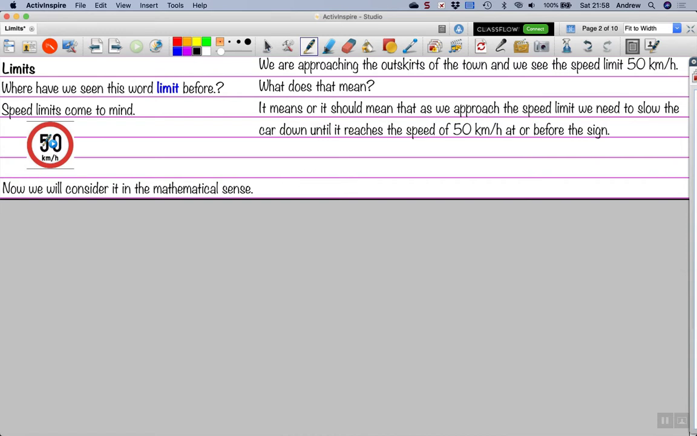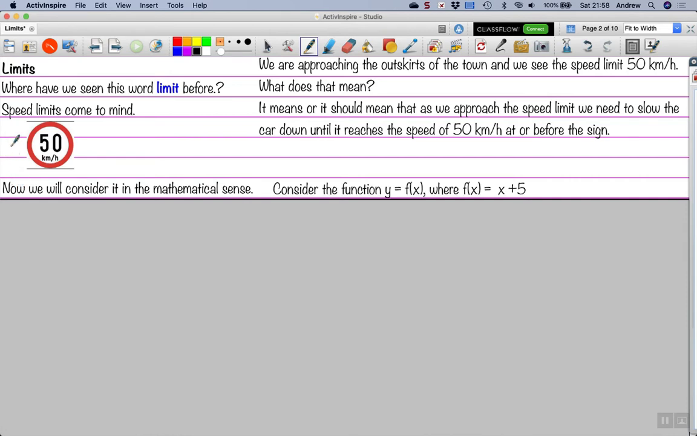What does this mean? It means, or it should mean, that as we approach the speed limit, we need to slow the car down until it reaches the speed of 50 kilometers an hour at or before that sign. So this is the speed it's going to reach. That's the meaning of the word limit. It's the value that something is going to reach.